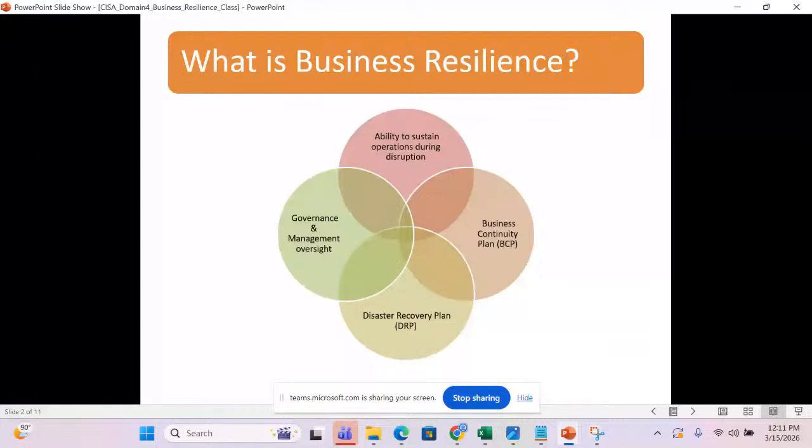All right, it's not saying that disruption will not come. You have disruption. So when the disruption comes, can you adapt, and continue to maintain operations and also protect your assets? So how do you now adapt in business resilience?